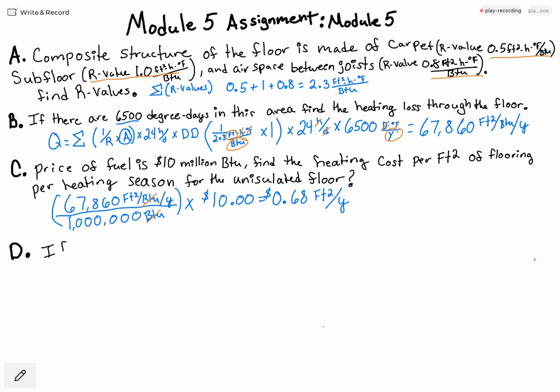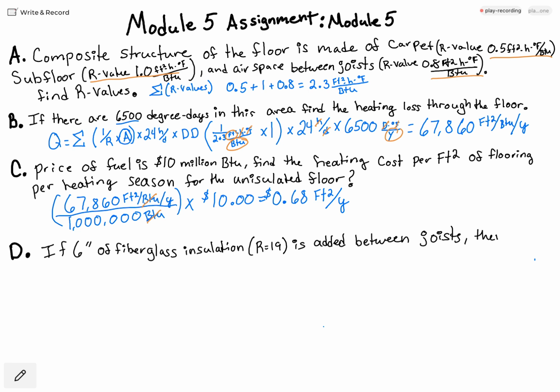The next part is D. Now we're going to start to insulate the flooring. So here we go with insulation to the floor. We basically have 6 inches of fiberglass insulation with an R19. We're going to add that between the joists on the floor structure. And we want to know what percentage reduction in heating loss will occur by adding an R19.